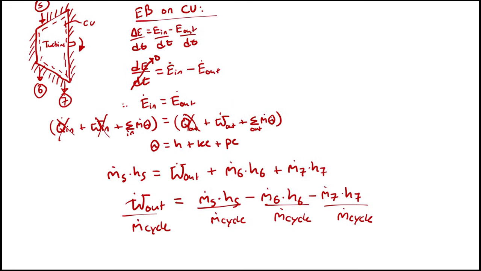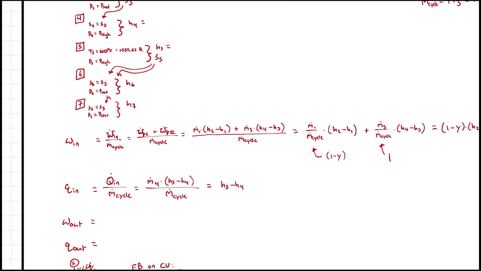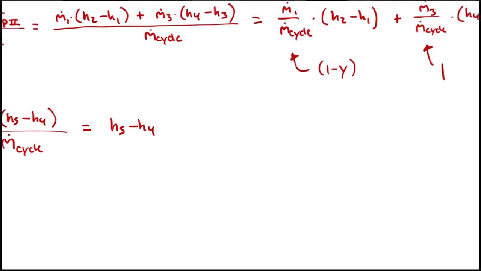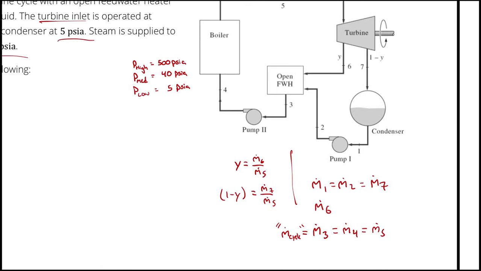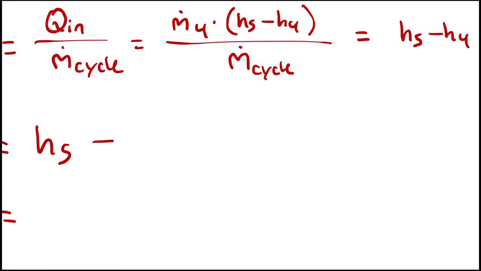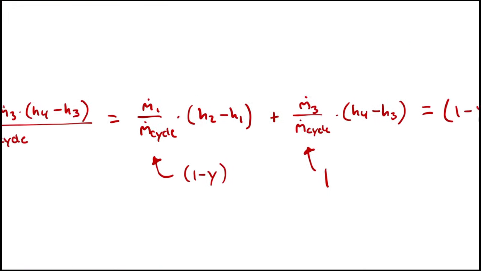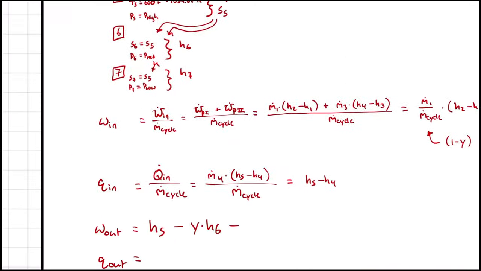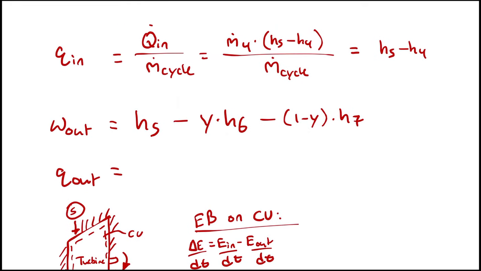So first question, what is m dot 5 divided by m dot cycle? Is it 1, y, or 1 minus y? You're right, it's 1. So my specific work out would begin with 1 times h5 minus. Then is m dot 6 over m dot cycle y, 1 minus y, or 1? You're right, it's y. So y times h6 minus. Is m dot 7 over m dot cycle y, 1 minus y, or 1? It's 1 minus y. Therefore, my specific work out for this cycle would be h5 minus y h6 minus (1 minus y) h7.